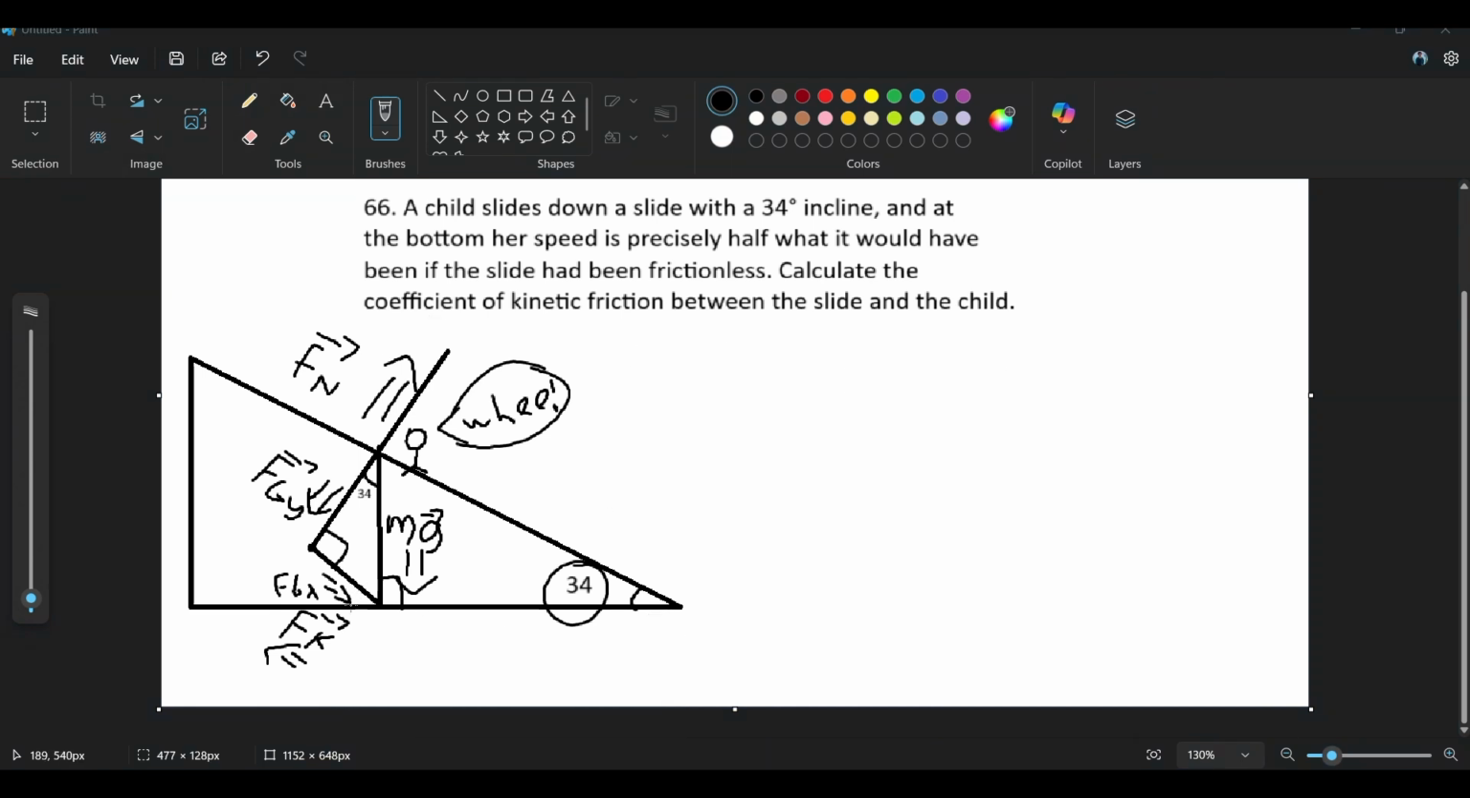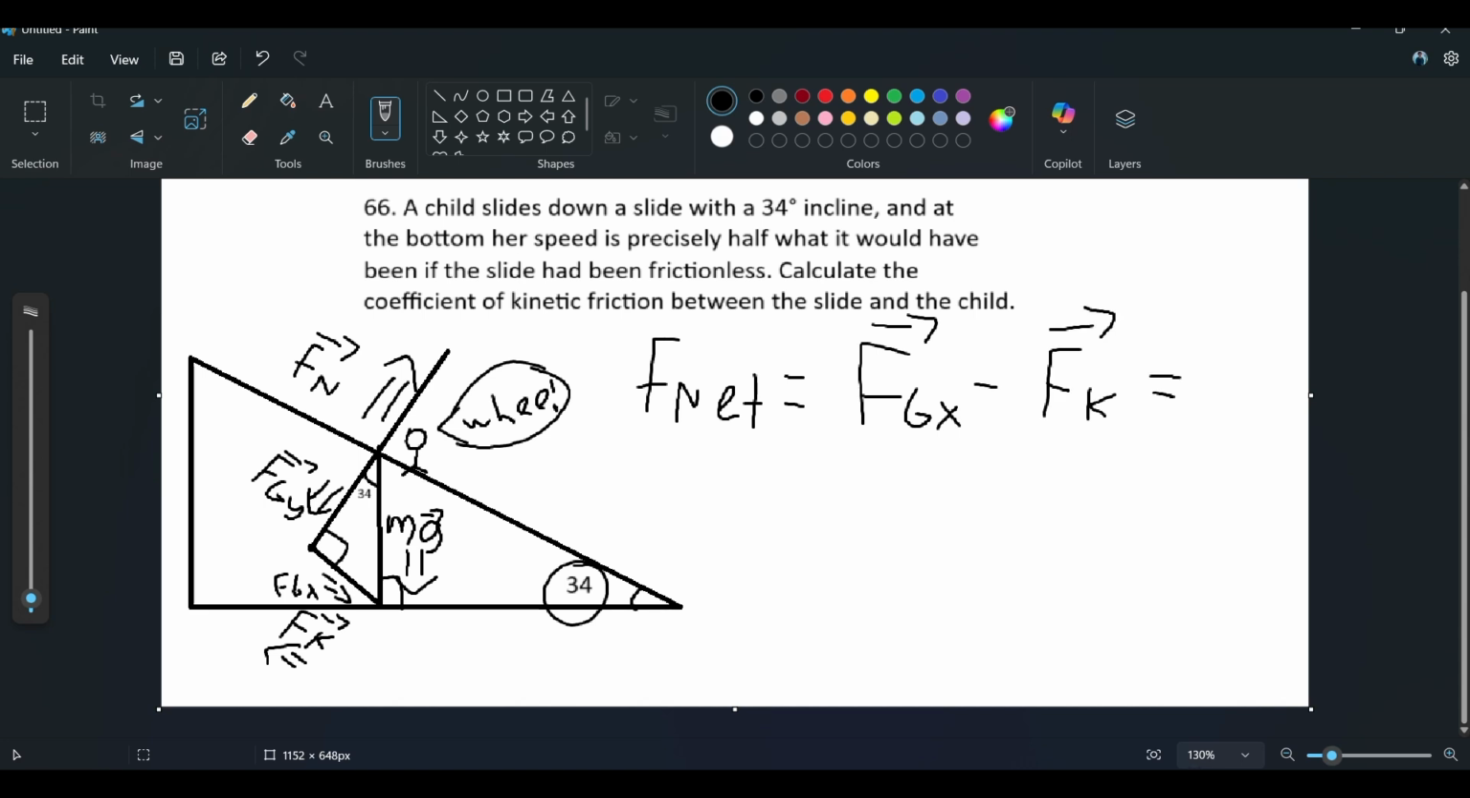Now we need to find the acceleration. Let's first look at the net x forces. The net x force is just going to be F_g,x minus this kinetic friction force. And by Newton's second law, this is equal to mass times acceleration. Remember, we calculated the normal force to be equal to mg cosine 34 degrees. So the kinetic friction force is going to be mg cosine 34 degrees times the coefficient of kinetic friction.